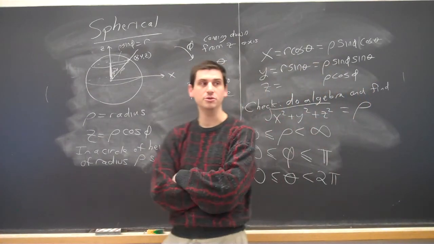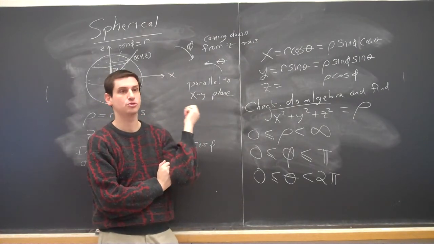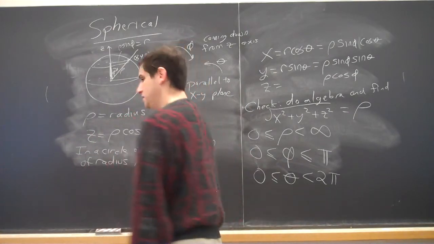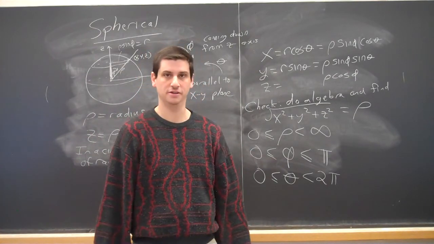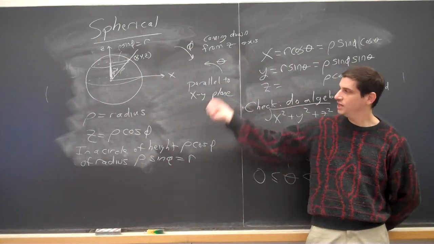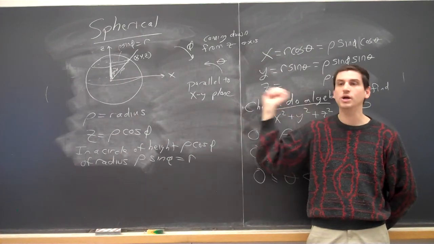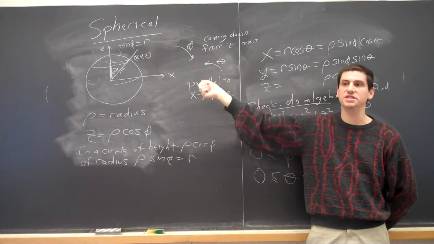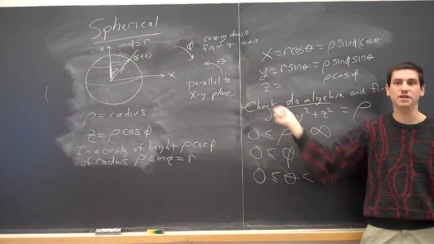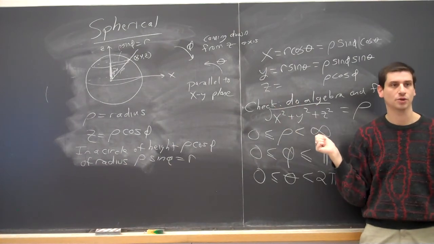These changes of variables break down at the origin. At the origin, any angle choice works. I don't move at all, so any spinning I do is fine. I'm still going to be at the origin. So unfortunately, these coordinate systems are not unique at the origin. Everywhere else it's unique. You give me an x, y, z that uniquely specifies a rho, phi, theta. You give me an x, y that uniquely specifies an r, theta, except at the origin.